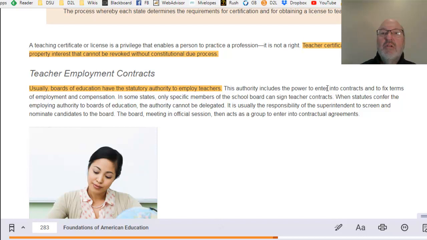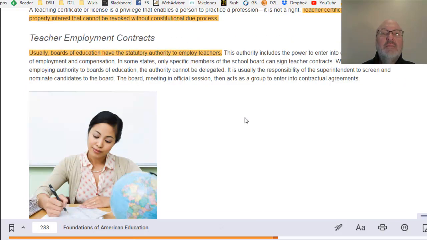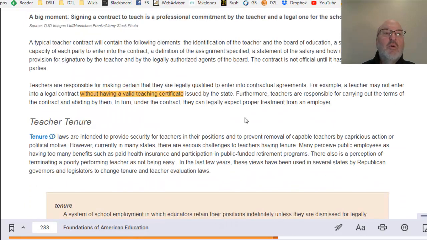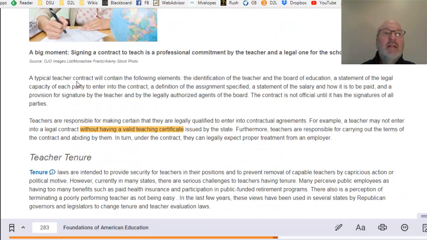authority includes the power to enter into contracts, to fix terms of employment and compensation. In some states, only specific members of the board. When statutes confer the employing authority on the boards, the authority cannot be delegated. Okay. They do it in the official board meetings. Here, this is on the test too, a typical teacher contract. This is what's stated in the teacher contract.